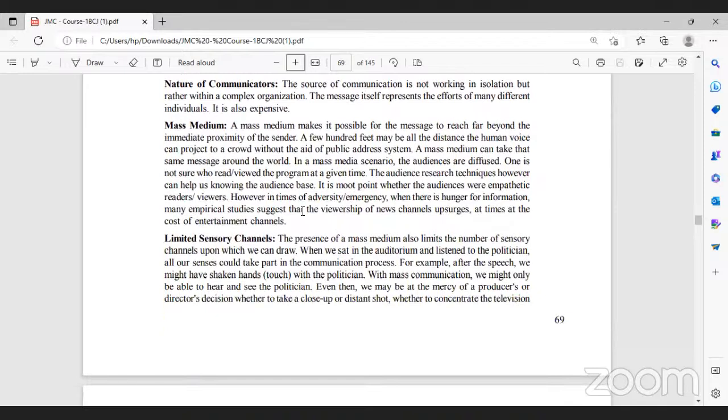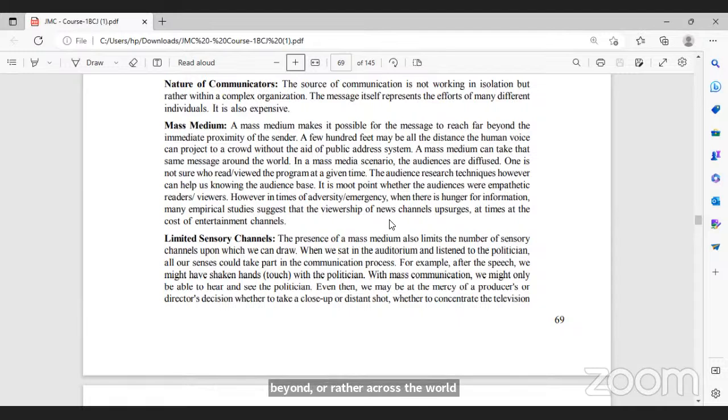Then we have mass medium. So what is mass medium? A mass medium makes it possible for the message to reach far beyond the immediate proximity of the sender. A few hundred feet may be all the distance the human voice can project at a crowd without the aid of a public address system. But a mass medium can take that same message around the world. So when the same content is put in front of a public gathering, there are certain limitations on how many people it will reach. But the same content, if used with the mass media, can reach far beyond, or rather across the world.